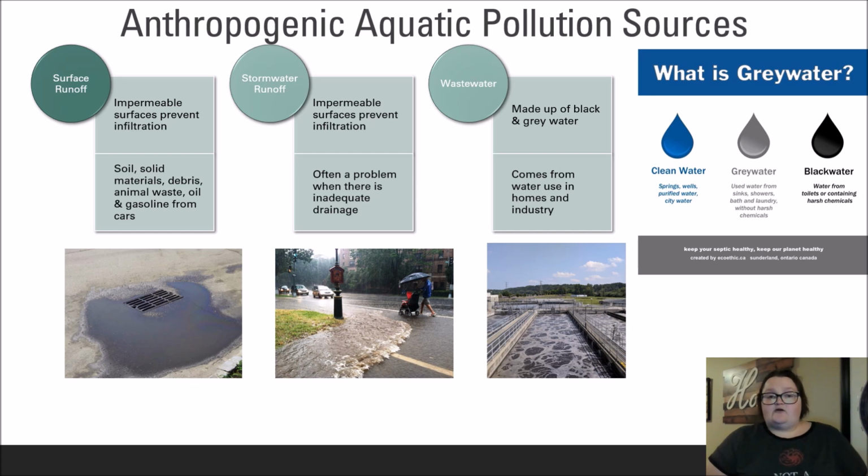In cities and towns, this water is sometimes collected in culverts that direct the water either to a sewer or to a nearby body of water for discharge. The same occurs with stormwater runoff, which is an excess of rainwater due to impermeable surfaces and inadequate drainage. Lastly, there's wastewater, which is a mixture of what we know as gray and black water. This comes from homes and industry and is treated either in sewage treatment plants or through the use of a septic tank. Let's take a moment to define our terms.